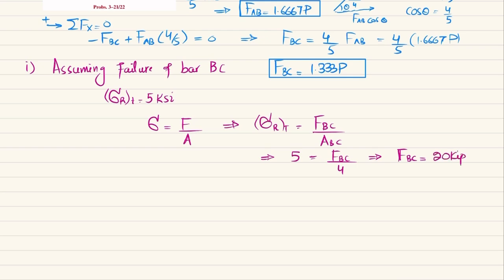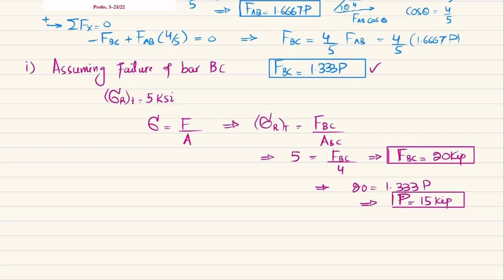Now you have FBC as 20 kips, so you can put it in this equation. What you will get is that 20 is equal to 1.333 times P. So the load P due to this member BC comes out to be 15 kips. So this is one load, the one that is due to the member BC.